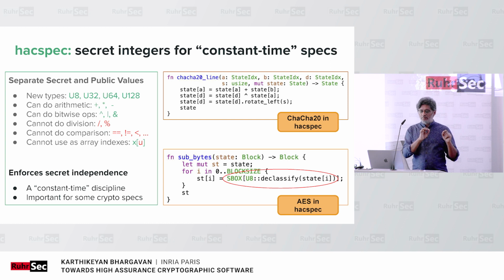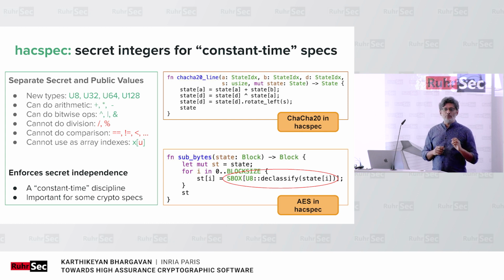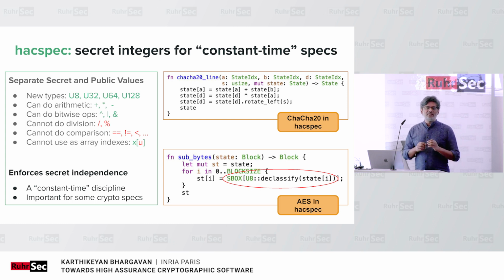So for example, the way this happens in HACspec is that for every machine integer, like U8, U32, and so on, there is a secret version, like capital U8, capital U32, and so on, which provides the same interface. You can do the same operations as you can do on regular machine integers, except with some restrictions. So you cannot do division or comparison, and you cannot convert them into array indexes, which means that it enforces a constant time style discipline. We call it a secret independence discipline on the specs.